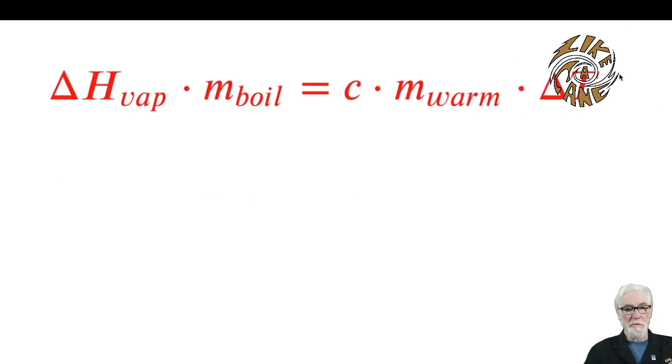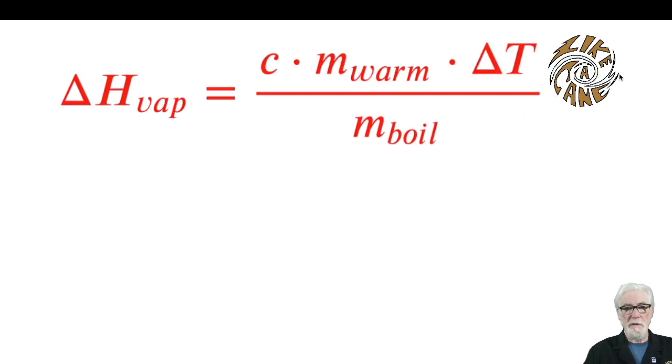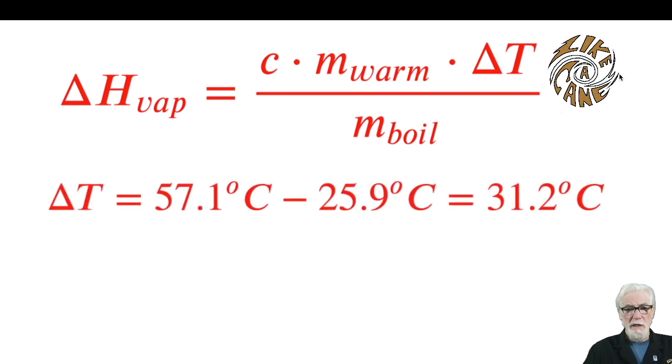So let's solve for the value that we want, which is the heat of vaporization, delta H vap, by dividing both sides by the mass of boiling water. And this gives us an equation that we can just plug in our values and we can get our answer. The first thing we'll have to do is figure out what is the delta T for the water that got warmed up.